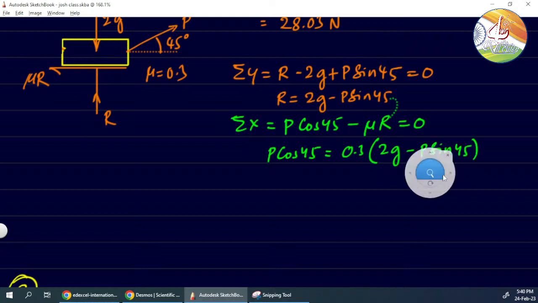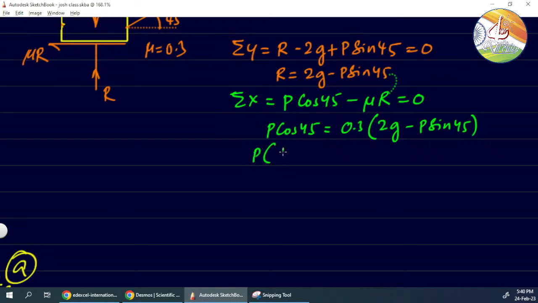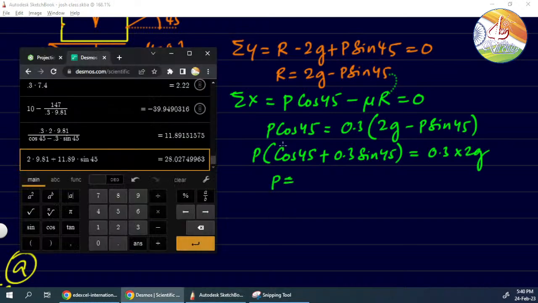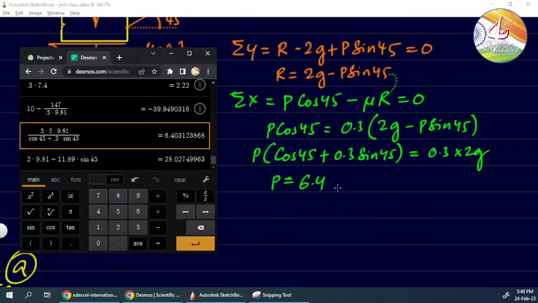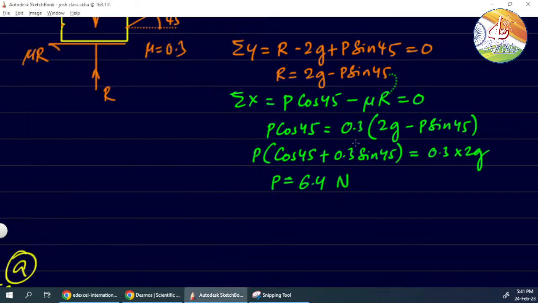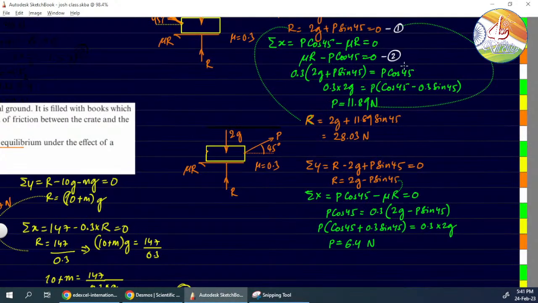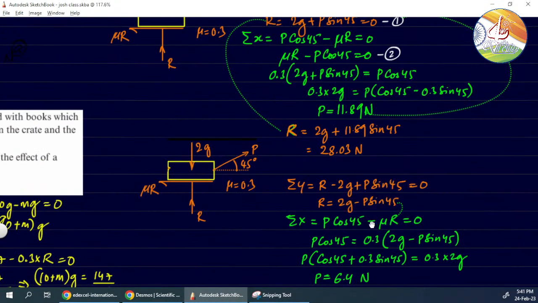45. Once again take all the P terms on one side, we get cos 45, this is minus, so it becomes plus 0.3 times sine 45, equals 0.3 into 2g. So this time P is equal to how much? Everything remains the same except minus, we get plus. So 6.4 newtons.